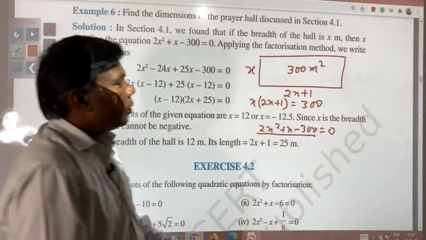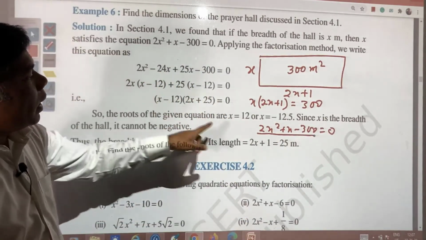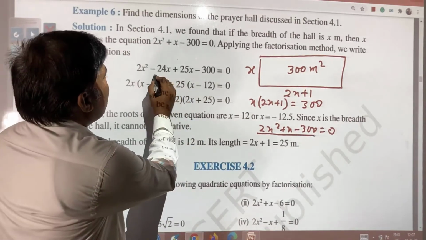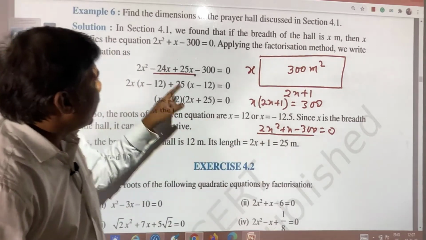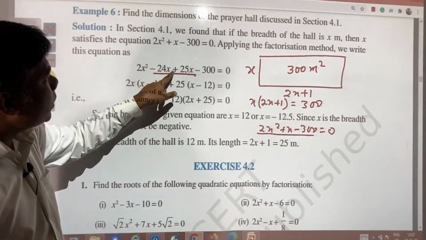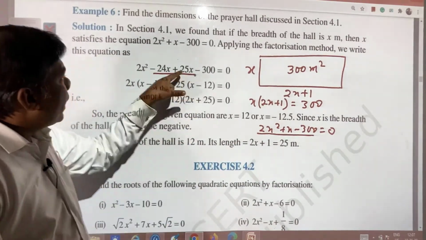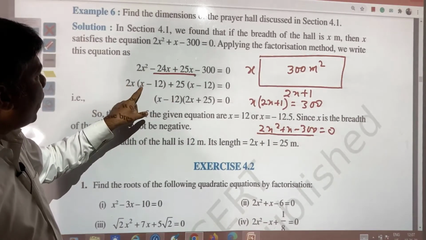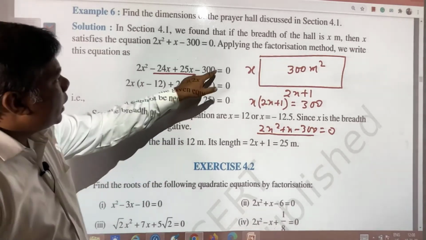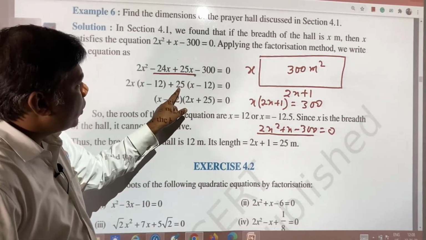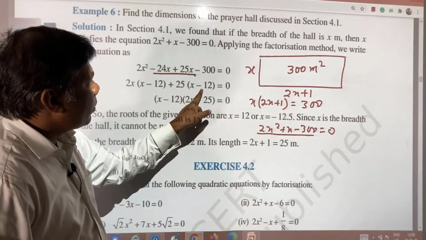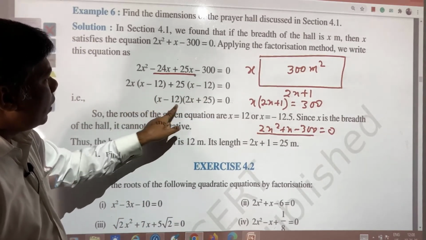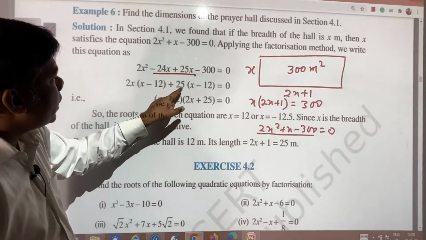Now this is required to be factorized. So 2x square minus 24x plus 25x. The middle term has been split and written as minus 24x plus 25x. Now in these two terms you have common 2x, so you have x minus 12. In these two terms you have common 25 and you are left with x minus 12. In these two terms you have common x minus 12 and you are left with 2x plus 25.